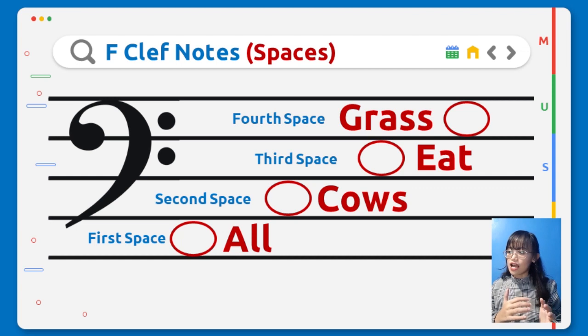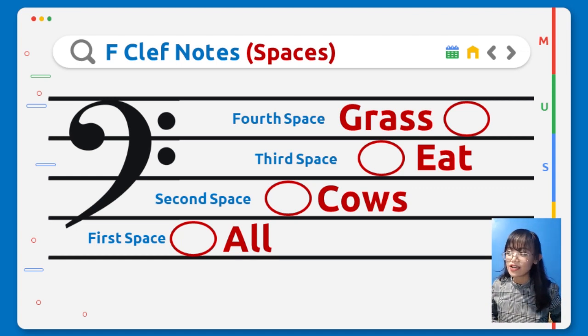So, first, if we're using the word face doon sa treble clef, treble clef or G clef. Dito naman sa F clef notes, we're going to use this technique. All cows eat grass. So on the first space, we have the A note, all. Second space, cows. Third space, eat, the E note. Then on the fourth space, we have grass. So, all cows eat grass. 4 only kasi 4 spaces lang ang meron sa isang staff.